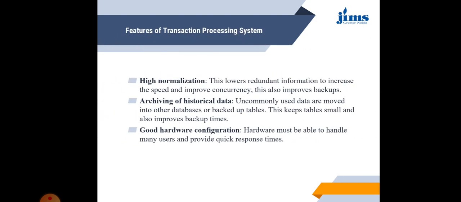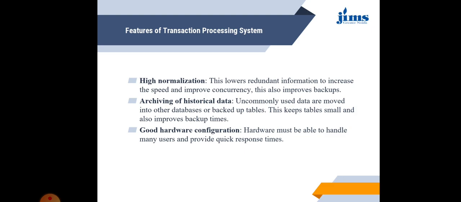High normalization lowers redundant information to increase the speed and improve concurrency. This also improves backup. Normalization means we have to reduce the redundant data. So high normalization means we have to make sure there will be no redundant data, and with the help of that we can increase the speed and improve the concurrency of the transactions. This will improve backups also.